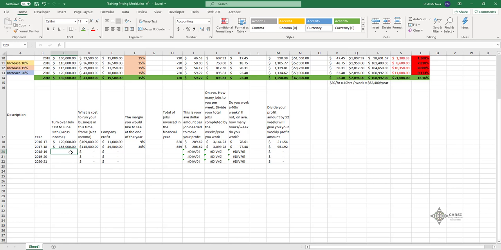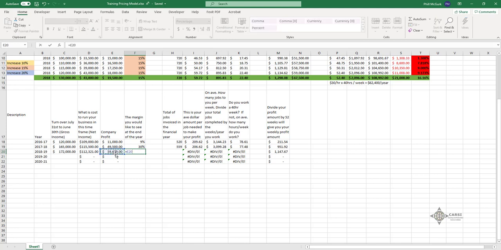Okay, so let's do this again. So 2018-19, let's say you did $172,000. Okay, it cost you $112,000, $321 to operate. Just making up numbers. So we want to find out the difference now. So we go that minus this number is going to give us our profit. To get our percentage, how we do that is we go equals, and we go this number divided by this number will give us a percentage, so 35% profit.